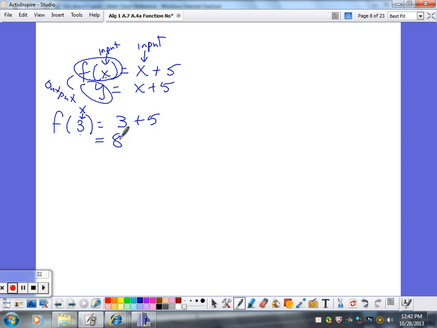What? f of x is the output. Did I change f of x? I didn't change f of x, I just said x. I gave x a value. So let's put the matching value here wherever you see x.